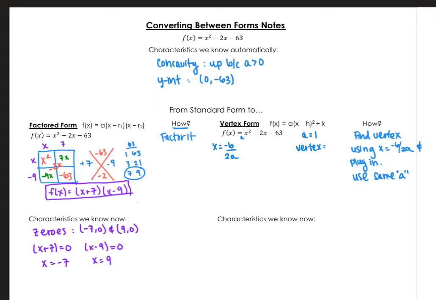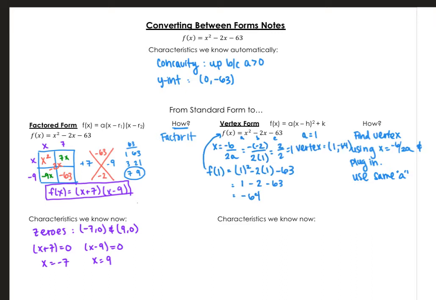Well, a is 1, b is negative 2, and c is negative 63. So it's going to be negative negative 2 over 2 times a. So that's 2 over 2, which is 1. So that means the x-coordinate of my vertex is 1. To get the y-coordinate, we're going to plug in 1 to our function up here. Okay, so plugging in 1 for x, we get 1 squared minus 2 times 1 minus 63. And when we do that, 1 squared is 1, negative 2 times 1 is minus 2, minus 63. We get negative 64. So the y value of my vertex is negative 64.